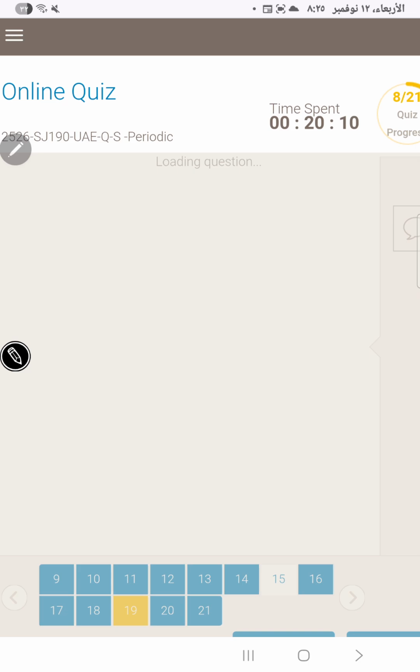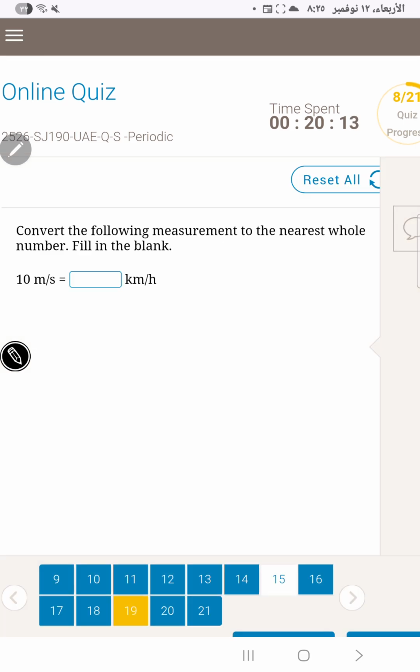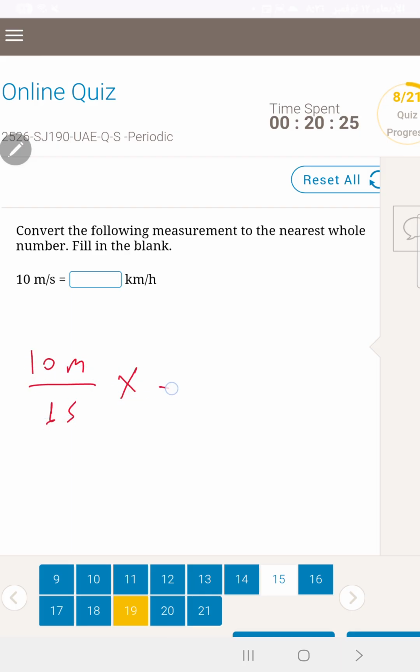Question 19 now. Convert the following measurements to the nearest whole number. Okay, here you have 10 meter per second. So 10 meter in 1 second. I have to multiply it by two conversion factors that can cancel the second, keep the hour, cancel meter, keep kilometer. So if I want to keep kilometer, kilometer must be up and meter must be down. And here I have to cancel the second. Second must be up, hour must be down.